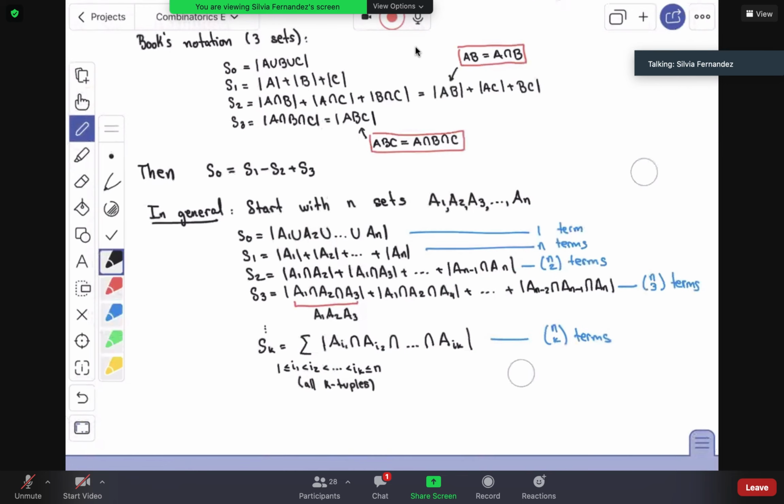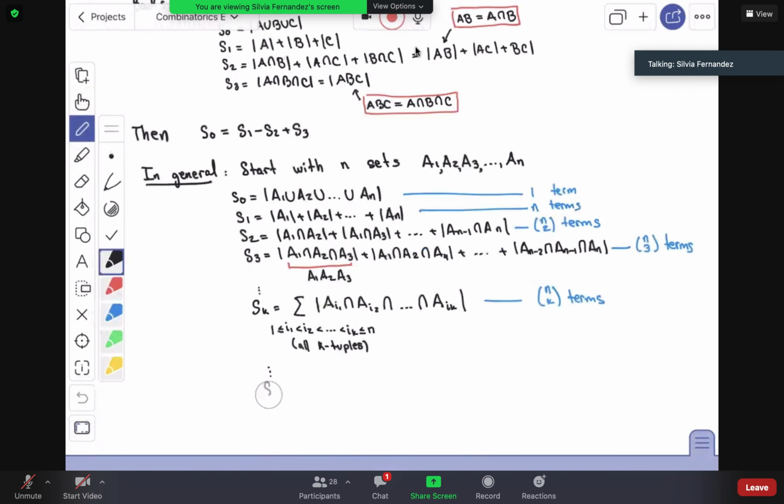And so the very last one is going to be Sn, which is just the intersection of all of them. And this is just one term, but you can think of it as n choose n. You start with a few terms, more, in the middle you start decreasing, and then you end up with one term.